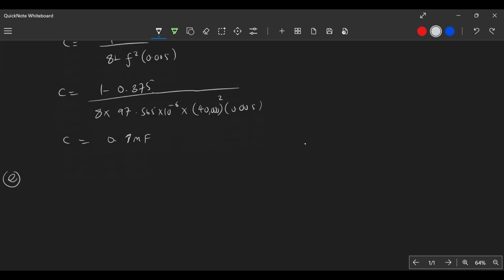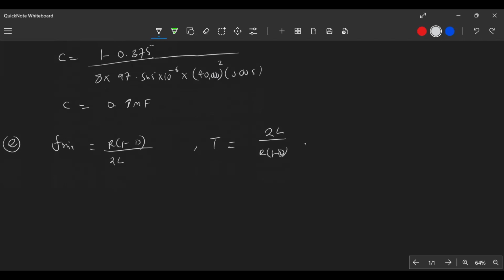So the minimum switching frequency f_min is simply equal to R(1 minus D) divided by 2L, twice the inductance. Also, we can be asked to find the minimum period, or maximum period, sorry. So this will be 2L over R(1 minus D), which is the inverse of frequency, isn't it? That is the period. So this will be T max.